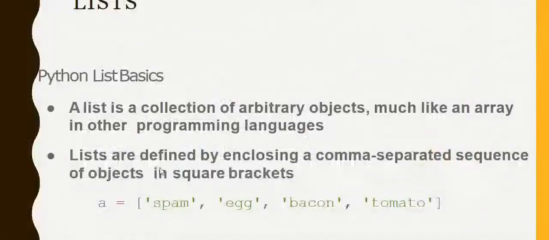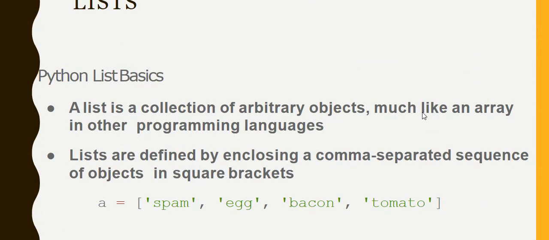So let's again go back to the definition. It is a collection of arbitrary objects, much like an array in other programming languages. So I hope this point is clear. And how can we define a list? By enclosing a comma-separated sequence of objects in square brackets. So we know this is a square bracket, and these are what? This is a sequence of objects. First object, second object, third object. So it is becoming a sequence. So how can we store it? Using a comma-separated sequence of objects in square brackets. So this is the basic definition of a list in Python.